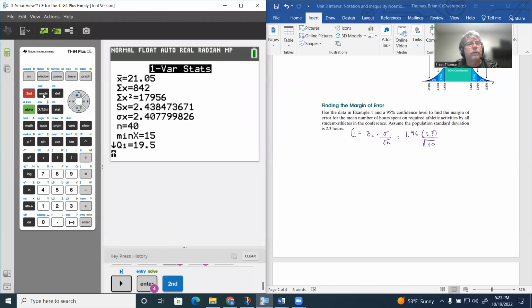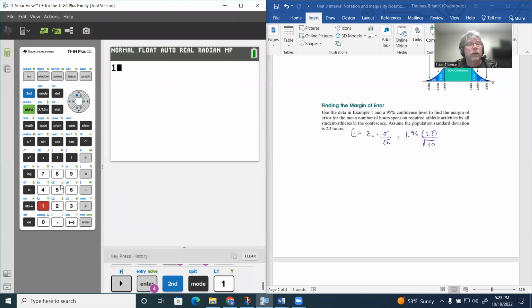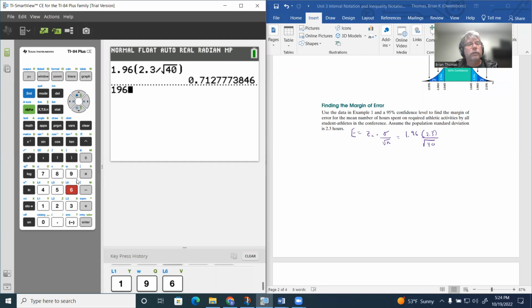So on the calculator, 1.96 times 2.3 divided by the square root of 40. A lot of times I'll put fractions in parentheses, so that kind of helps me out there. Hit enter. You also could go 1.96 times, and then the fraction.